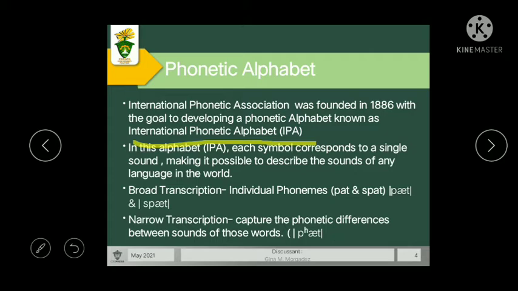The IPA allows for two types of transcription. We have here the broad transcription and the narrow transcription.